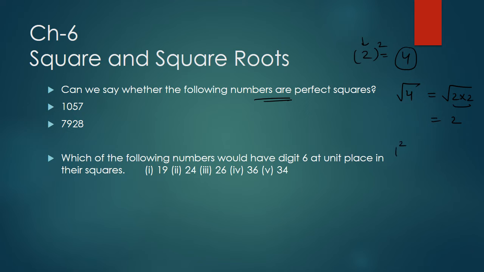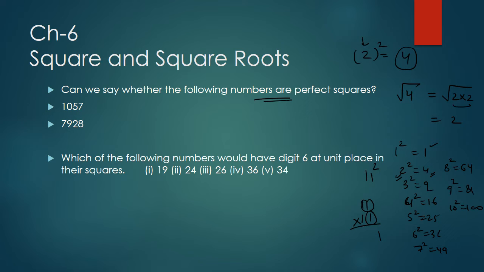See, 1 square is 1, 2 square is 4, 3 square is 9, 4 square is 16, 5 square is 25, 6 square is 36, 7 square is 49, 8 square is 64, 9 square is 81, 10 square is 100. You can say, even if I'm asking you 11 square, it will be multiplied as 11 into 11, so the unit digit is also 1, always 1. For 12 square, the unit digit will always be 4, right? So this is how you can find out the unit digit.